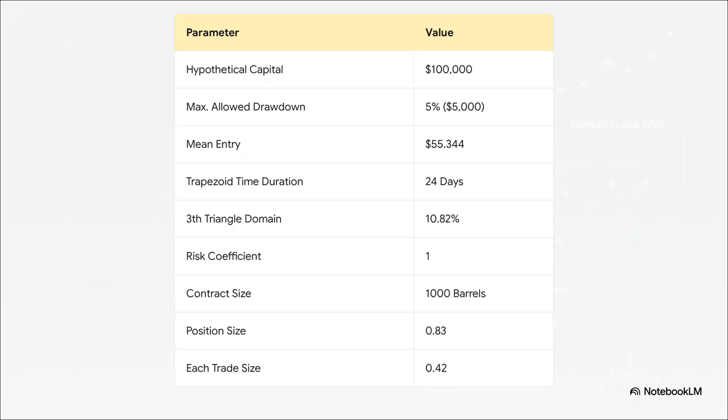This table gives us a fantastic look at the risk structure for this whole setup. We're starting with a hypothetical capital of $100,000 and a max allowed drawdown of 5%. From there, the model uses parameters you see here, like the mean entry, the trapezoid time duration, and the third triangle domain, to calculate a total position size of 0.83. And this is then split into 2 separate trades of 0.42 each.